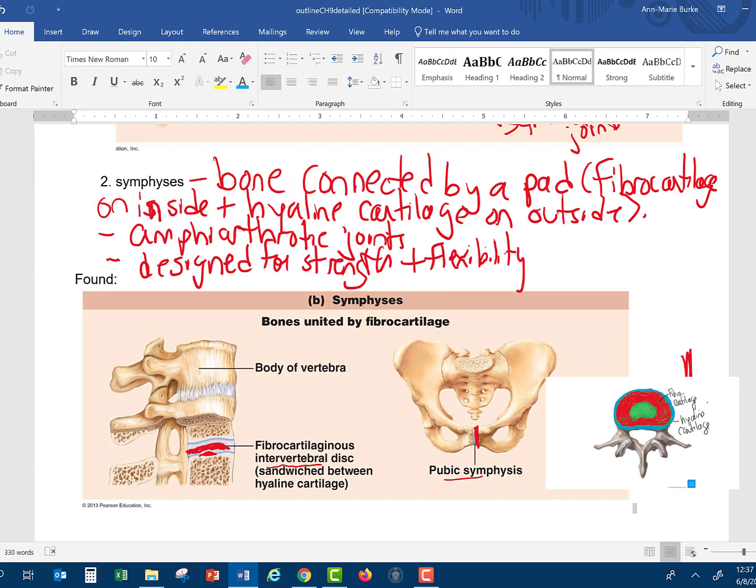Now remember that there's a lot of collagen in these discs. Fibrocartilage has lots of collagen, and as a result, these are pretty strong joints. However, there's a little bit of flexibility. Now, if you look at the pubic symphysis, you've got all the weight of your body pushing down on this joint, so it's got to be strong. It does allow a tiny bit of movement, hence amphiarthrotic.